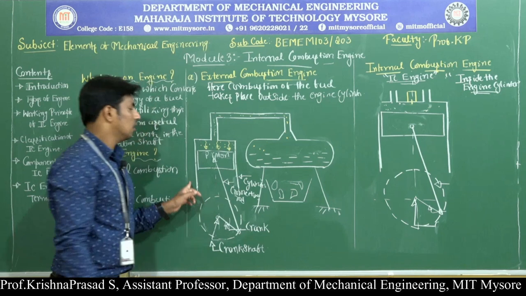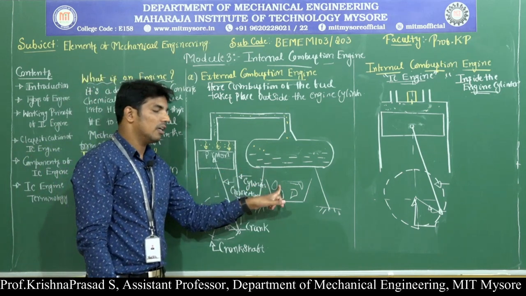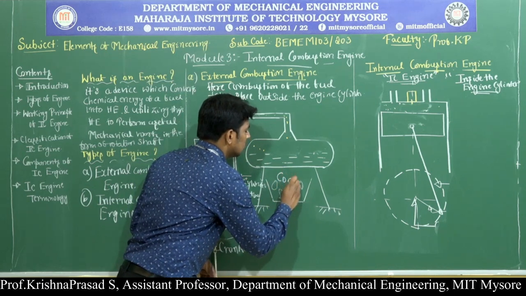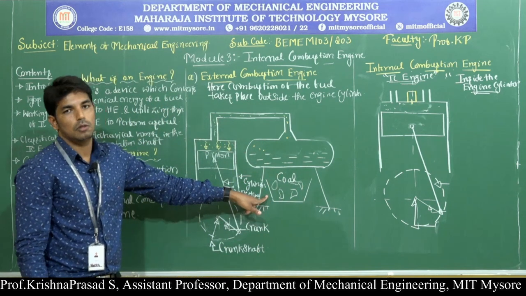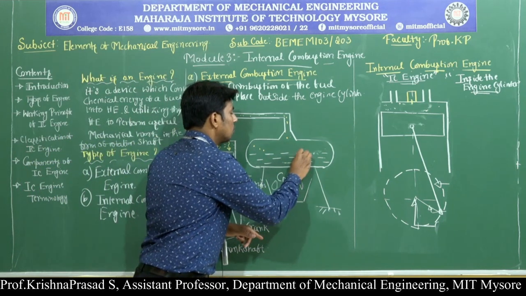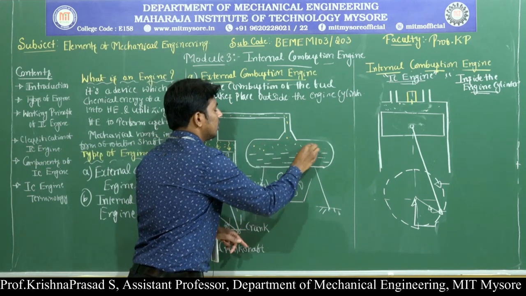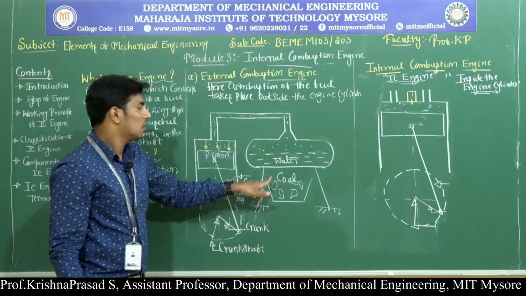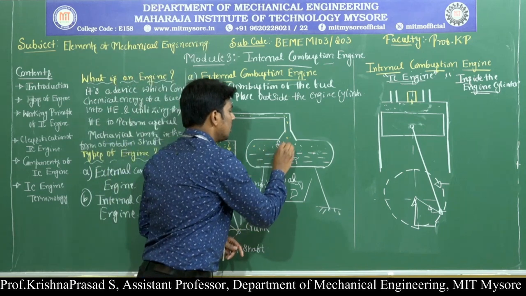Okay, here the combustion of the fuel takes place outside the engine cylinder. So in case of the external combustion engine, the fuel is called coal. This coal is used to heat the water and convert it into steam.